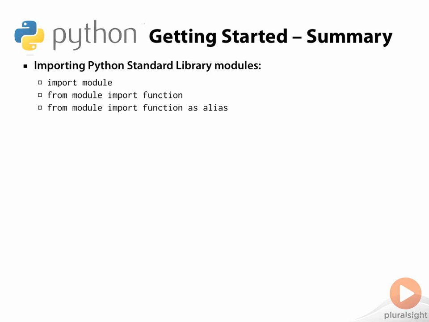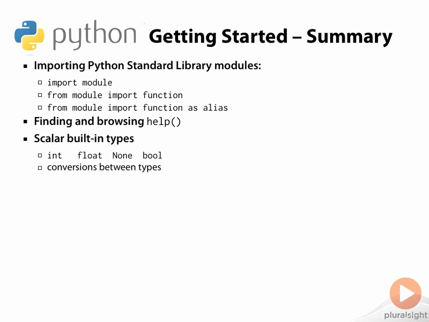We looked at importing Python standard library modules using the import statement. Import has 3 forms: import module, from module import function, and from module import function as alias. We used all 3 of these forms during this course module. We showed how to find and browse help, particularly useful for discovering the standard library. We looked at the 4 built-in scalar types, int, float, None, and bool, and showed how to convert between these types and use their literal forms.